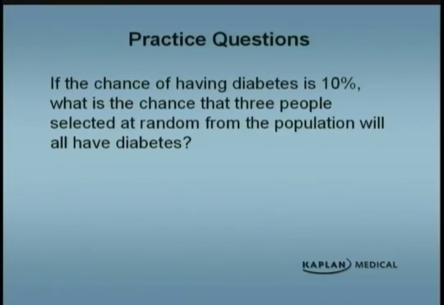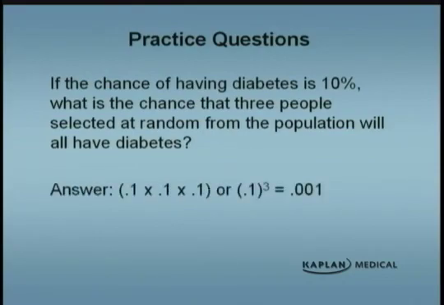Therefore, I'm going to multiply. Multiply what? 10% times 10% times 10%, or 0.1 to the third, or 0.001. All those are acceptable answers. Notice once again that scientific notation simplifies your thinking here. You just take the core probability, 10%, put it to the third power, and you have the answer. The third power because there's 3 people.